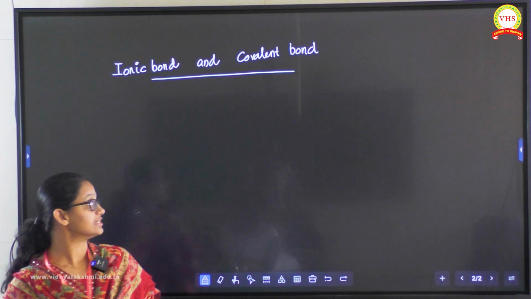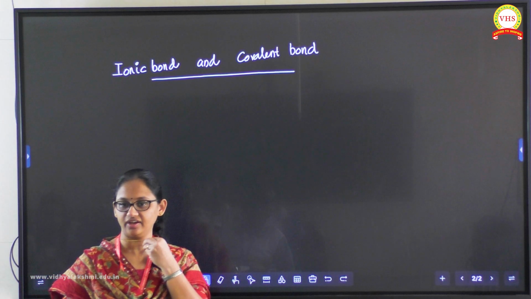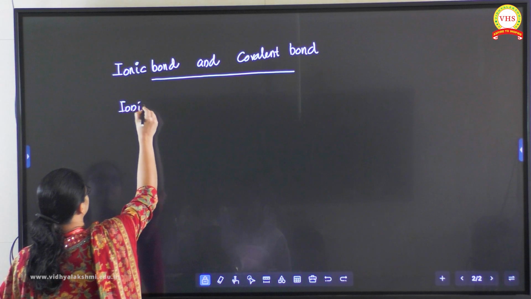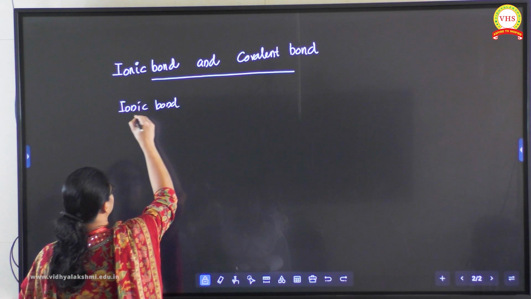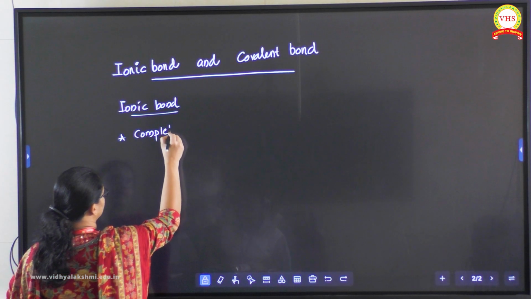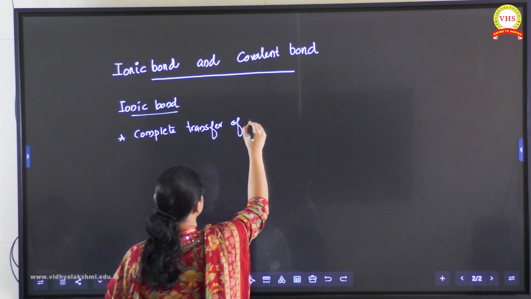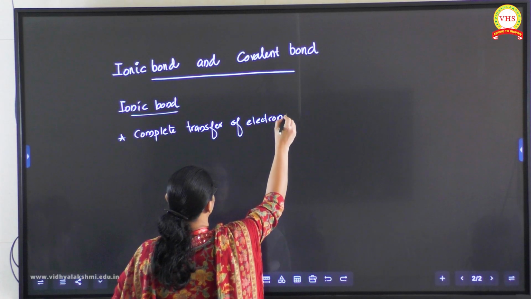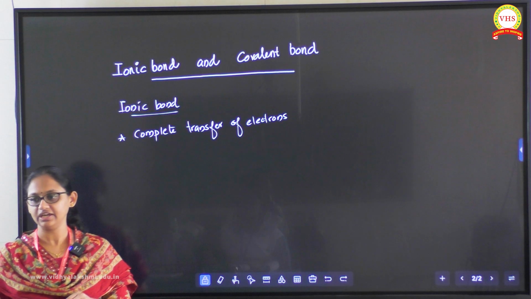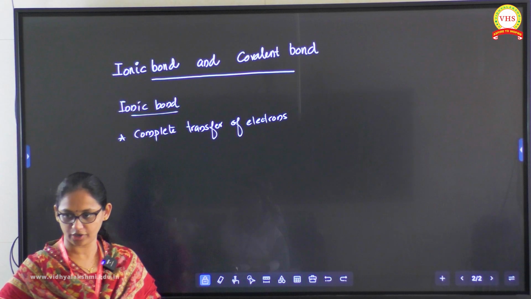So the next topic is ionic bond and covalent bond. First, it is ionic bond. An ionic bond is formed by the complete transfer of electrons with the other atoms that are participating in the chemical bond formation.